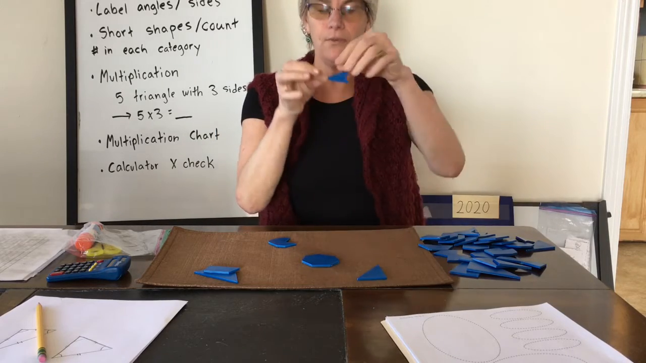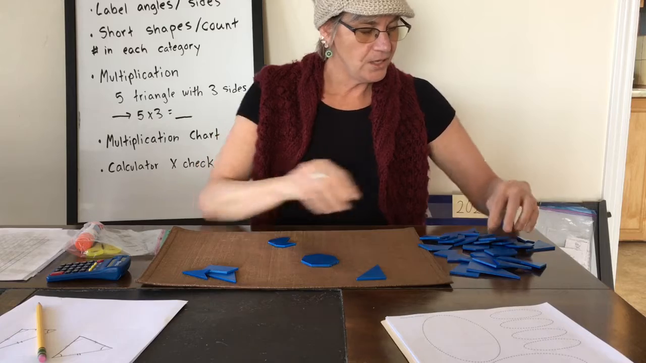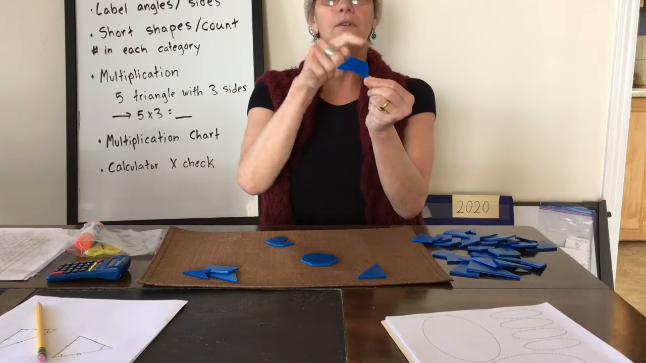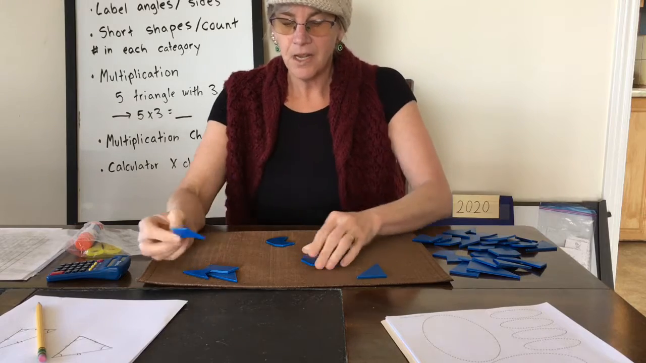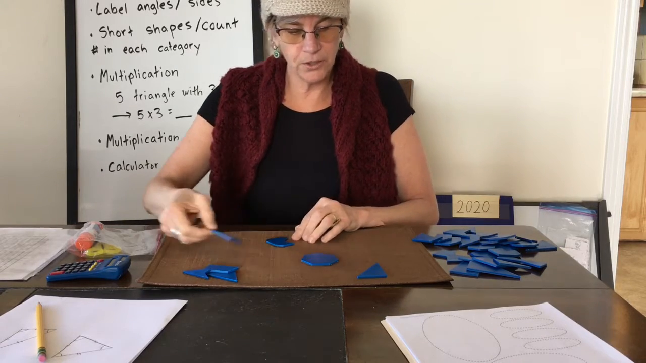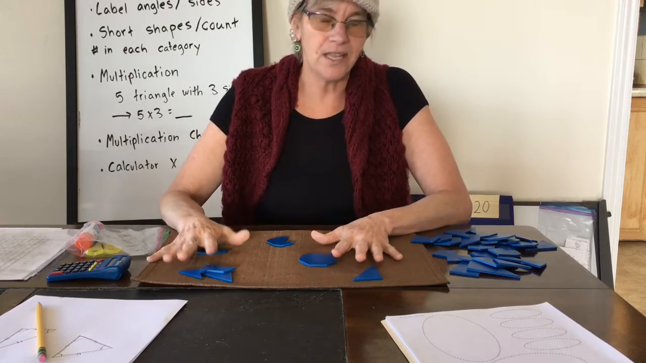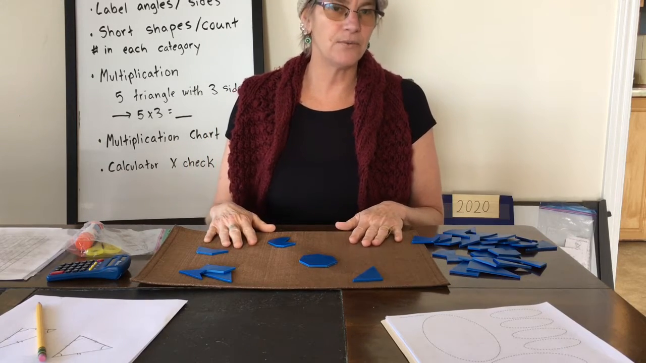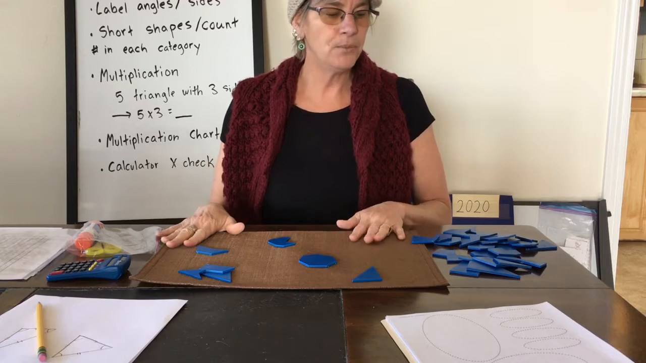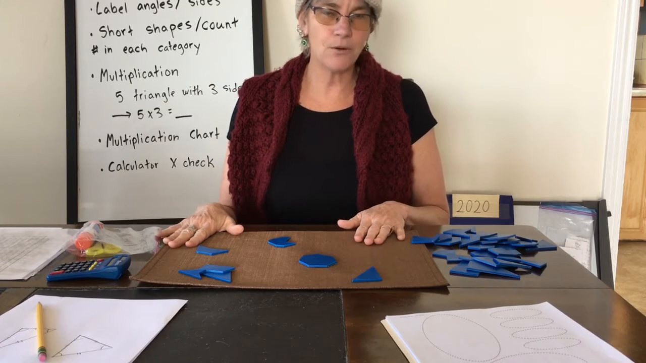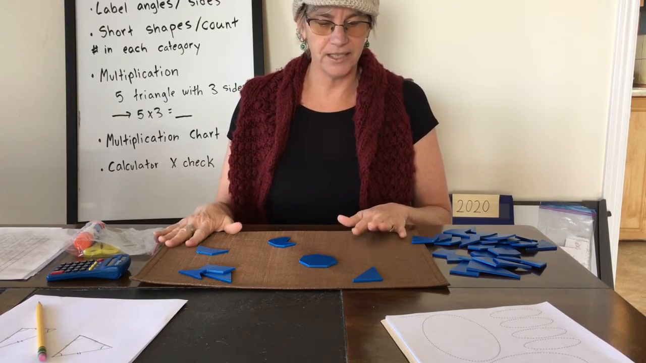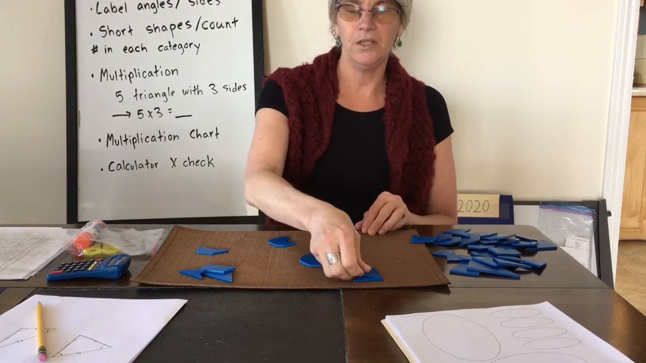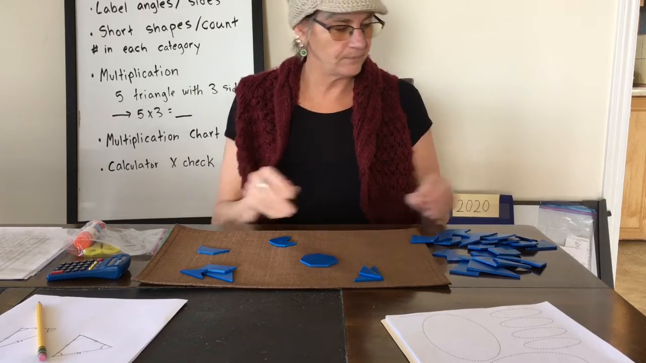1, 2, 3, 4 sides. You're going to keep going like that. 1, 2, 3, 4, 5 sides. All right, so we're going to put them in categories, and then when you're done with that phase, we're going to go on to the next phase. So go ahead and put your shapes into categories of how many sides there are in each shape, okay? And when you've done that, you can go on to the next step.